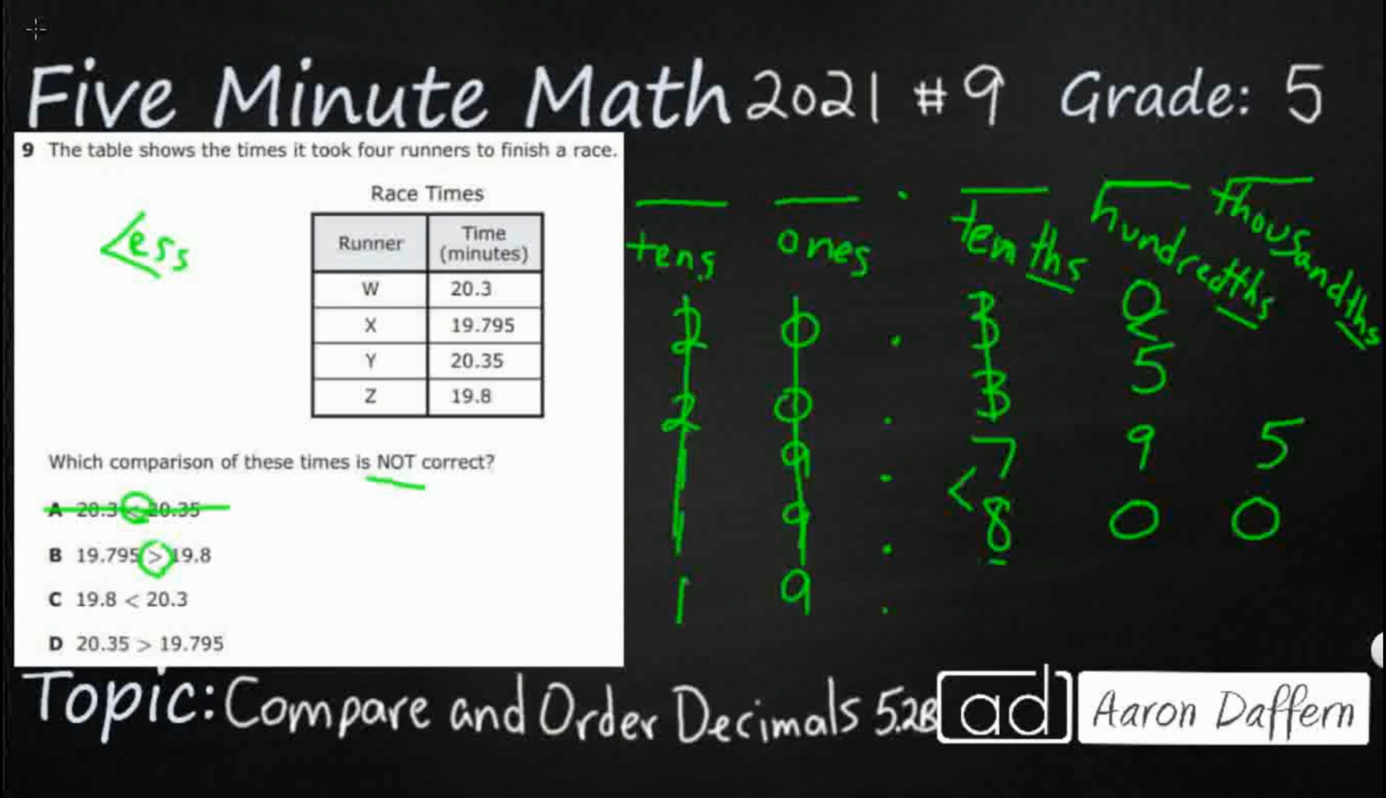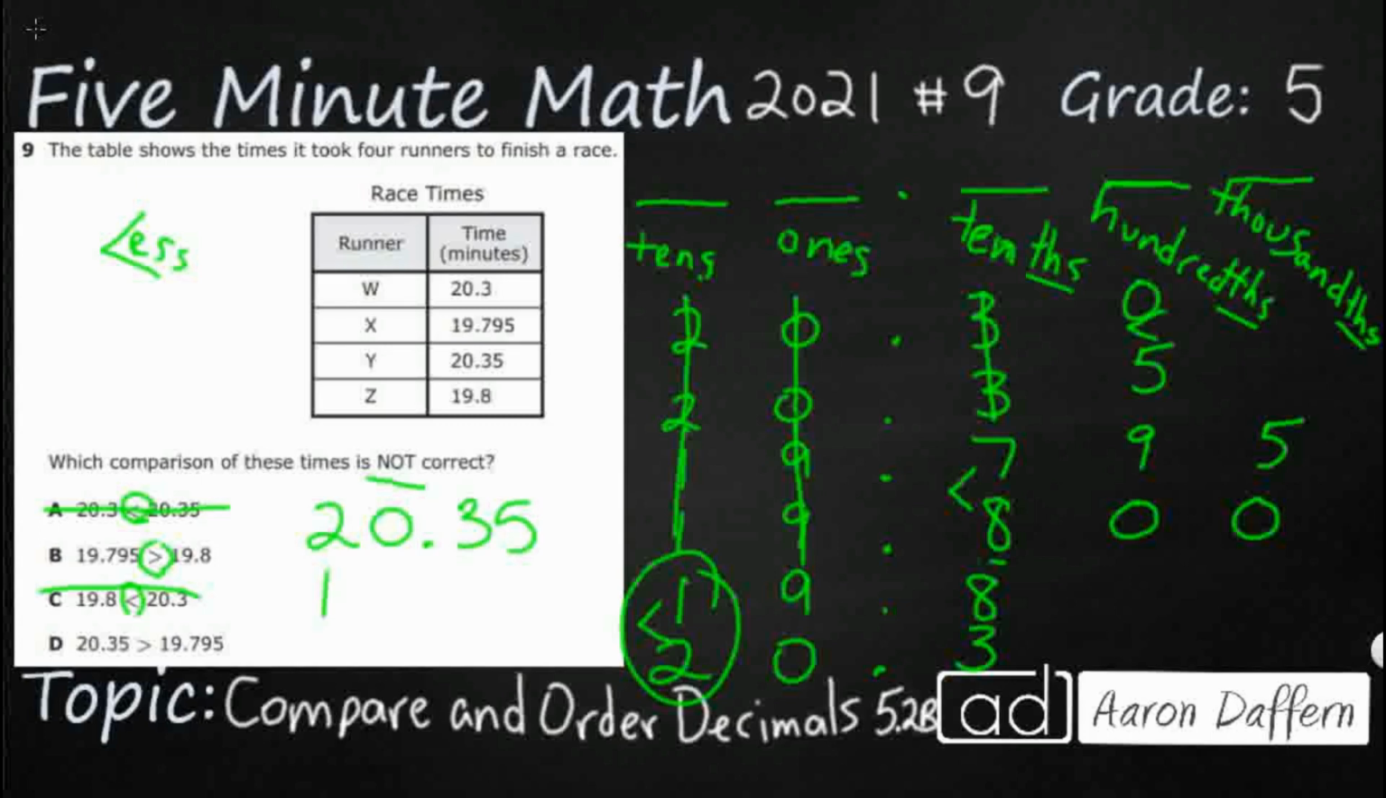19 and 8/10, 20 and 3/10, and look, we don't even get past the tens place. 1 is less than 2. They've got a less than symbol, so we are good to go. Let's just check 20 and 35 hundredths, 19 and 795 thousandths. I'm out of room, so I'll just kind of line it up here. As long as we're lining it up on the decimal point, we're good. Once again, we're not going to get past that tens place. This time we are going to say 2 is greater than 1, which is our symbol, which means our answer here is B.